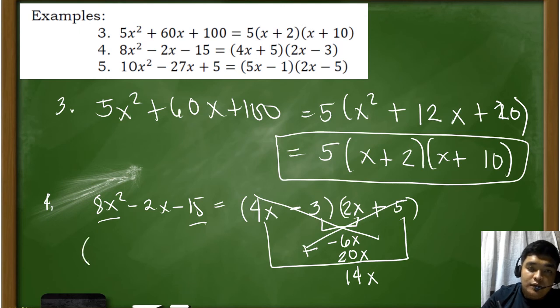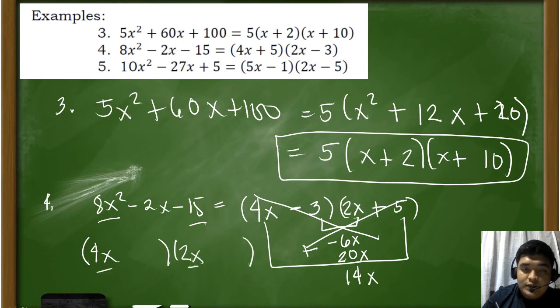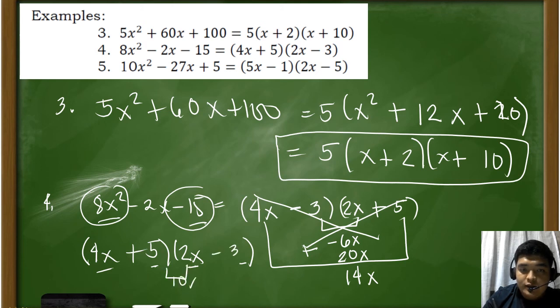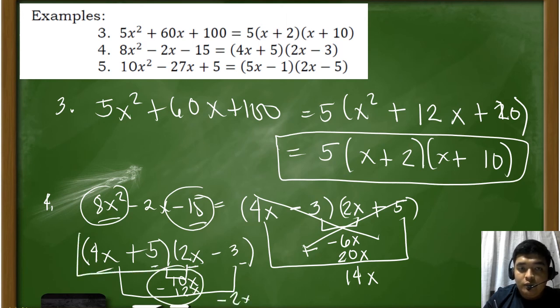So let's try 4x here and 2x for the first term, and swap the 5 and 3 in the last term. Then minus 3. So 4x times 5 is 20x, and 2x times negative 3 is negative 6x. Hmm, let's recompute: 2x times 5 is 10x, and 4x times negative 3 is negative 12x. Adding them, that is negative 2x. So that is correct. Therefore, that is our factored form.